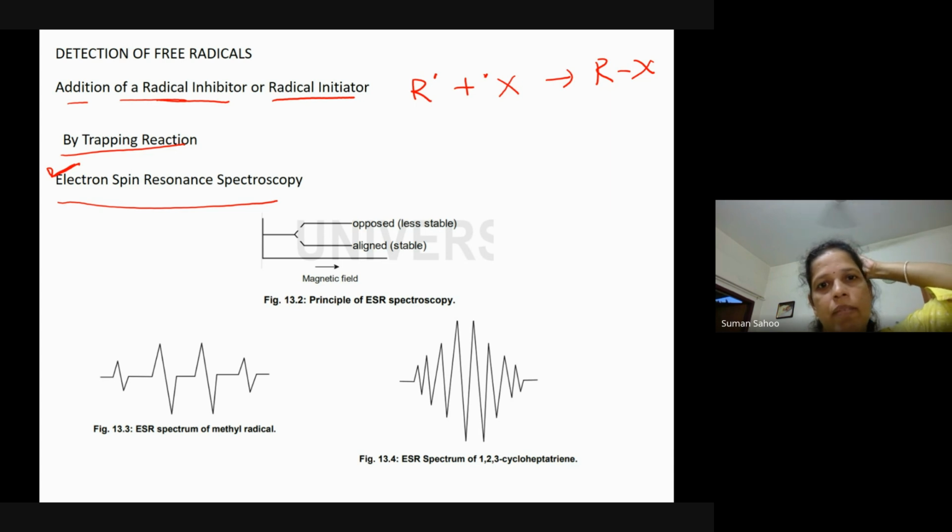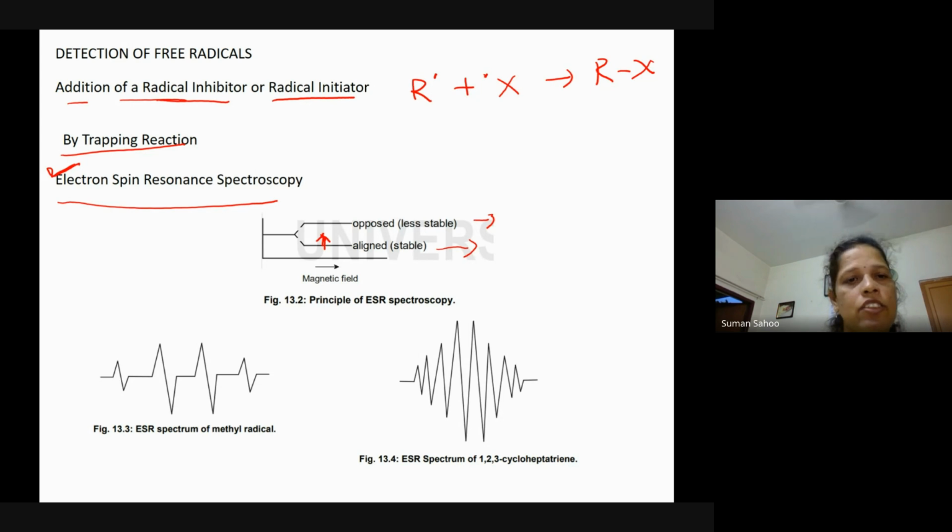Whenever a magnetic field is applied, the electron will have two states. One will be aligned with the magnetic field, which is of lower energy, and one will be aligned against the magnetic field, which is of higher energy. These states are the spin states of your electron. In the presence of the magnetic field, the electron will remain in the ground state.